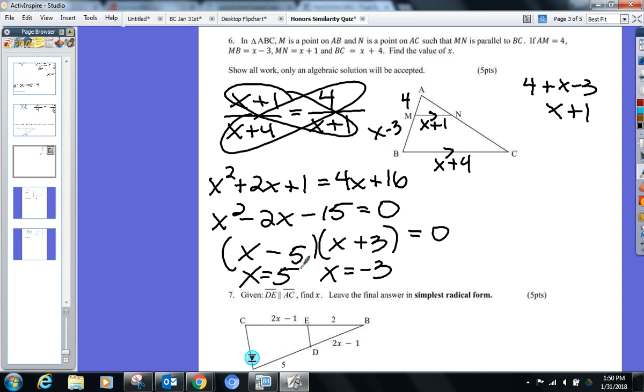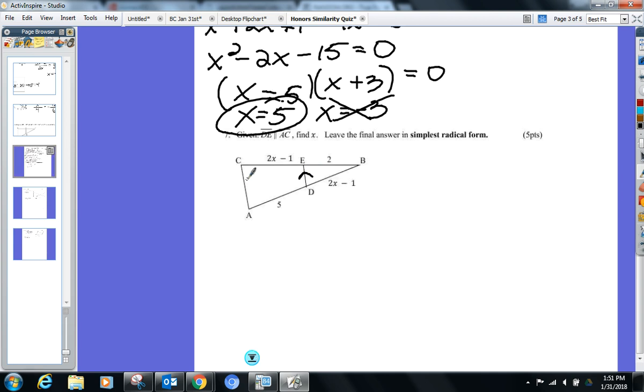A diagram, side lengths. And if I plug negative 3 in here, that's okay. Ooh, not okay there and not okay there if I plug in negative 3. So that's got to go. And that's why 5 was it. Questions so far. All right, here we go. Big 7.